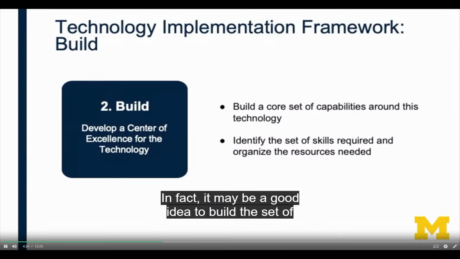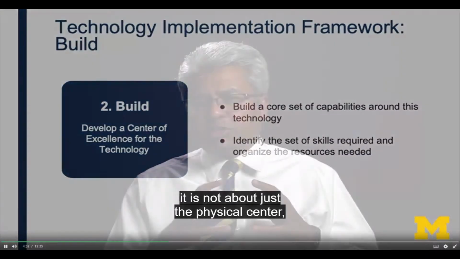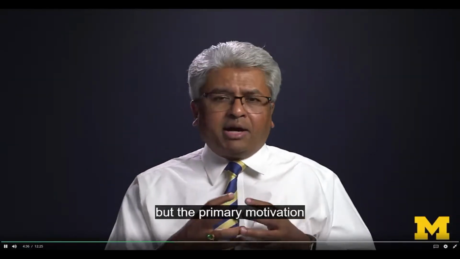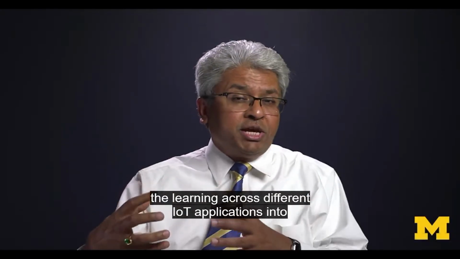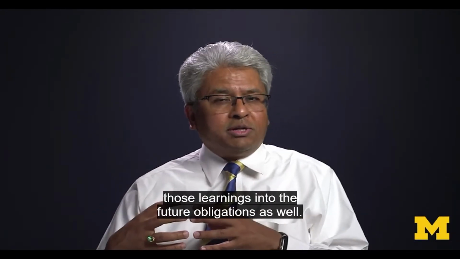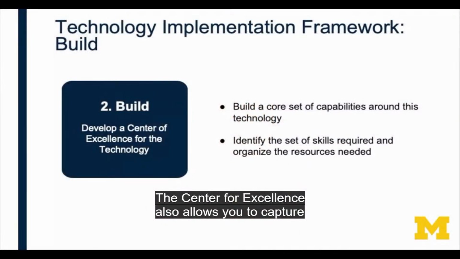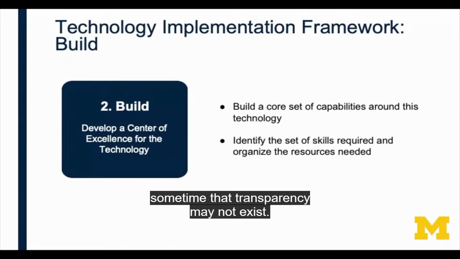In fact, it may be a good idea to build the set of core capabilities and also think about creating a center of excellence. Because once you have a center of excellence, it is not about just a physical center. It may not be a physical center, it could be a virtual center. But the primary motivation there is that you're now able to pull the learning across different IoT applications into one place, so that you can deploy those learnings into future applications as well. The center of excellence also allows you to capture different initiatives that are happening across the manufacturing unit, because sometimes the transparency may not exist.